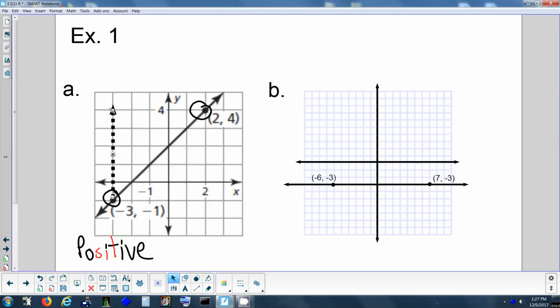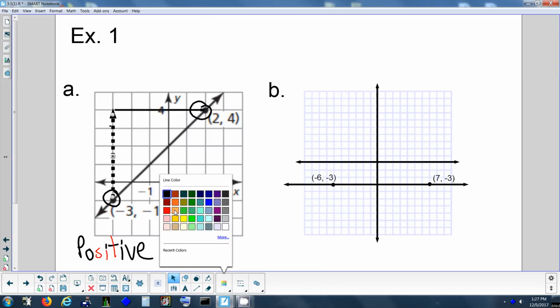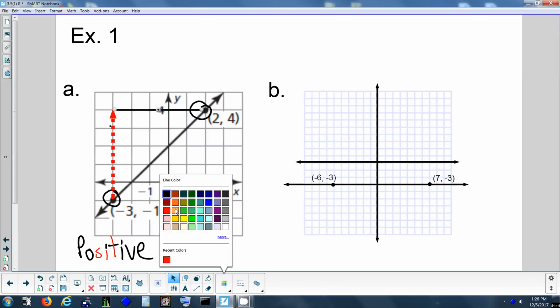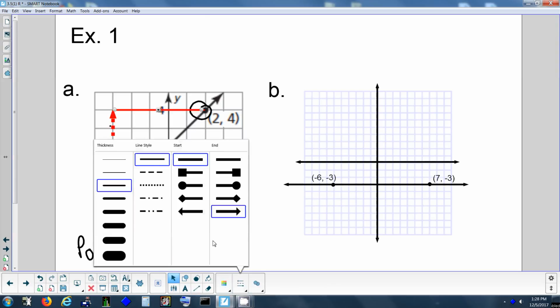1, 2, 3, 4, 5. I stop at the line where the other coordinate is. I stopped at this line because that's where the other coordinate is. So I went up 1, 2, 3, 4, 5. That's going to be my top number because it's rise over run. Hold on a second. You want to make that one red? I'll let you. Good.